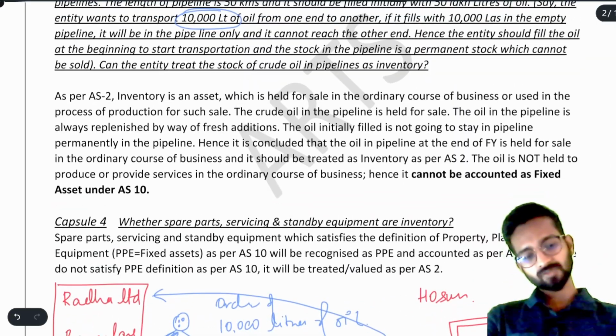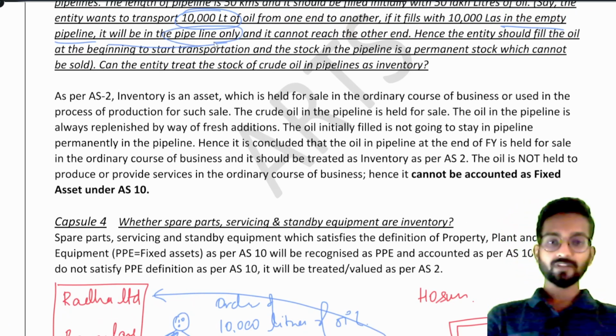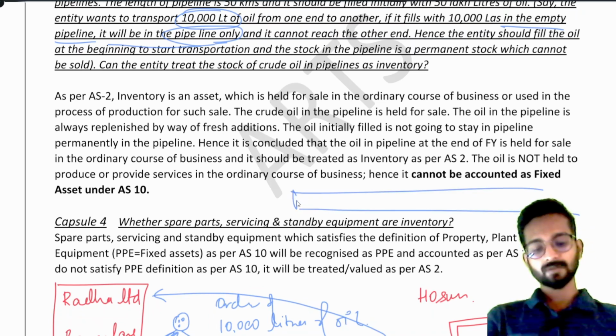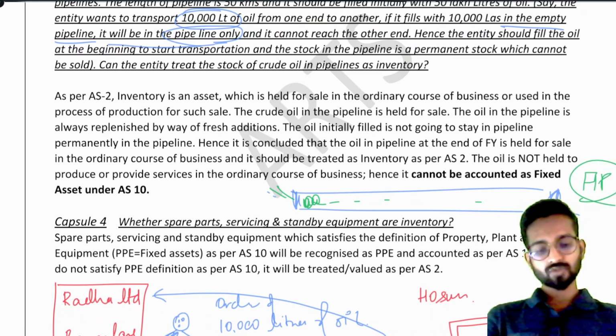Now after this, see, it is very important, please be with me. If it fills 10,000 liters in the empty pipeline, it will be in the pipeline only, obviously. Understand, we have to fill that entire 50 kilometers of pipeline with that 50 lakh liters of oil. Because suppose the entire pipeline is empty, even if I put here 10,000 liters of oil, it will be this much only, and I have to reach the Hindustan Petroleum Company. It will not reach. So this pipeline should be entirely filled.